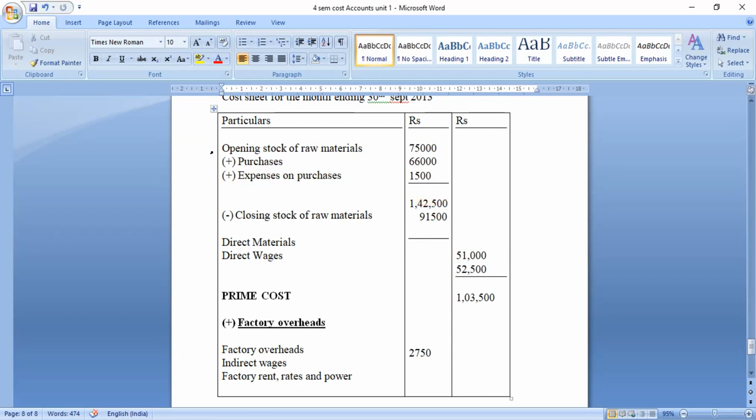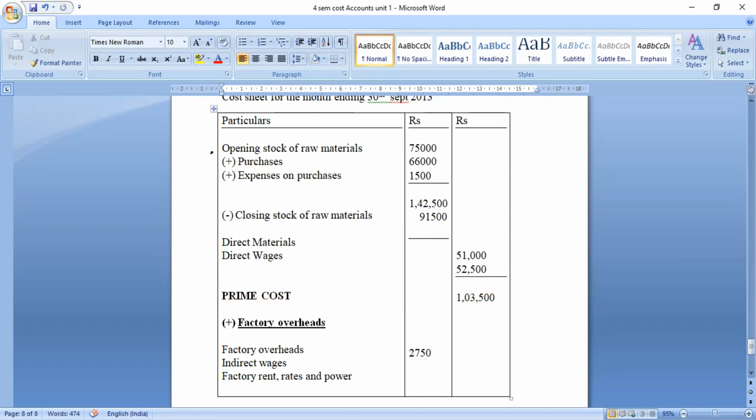Second heading ಏನು? Direct materials, direct wages and direct expenses ಮಾಡಿದ prime cost. This is the second heading I have told. So direct materials ಇದೆ, direct wages ಇದೆ, add both. Direct materials and direct wages. So together if you add it, you will get the prime cost. Okay, so this is how you do it.